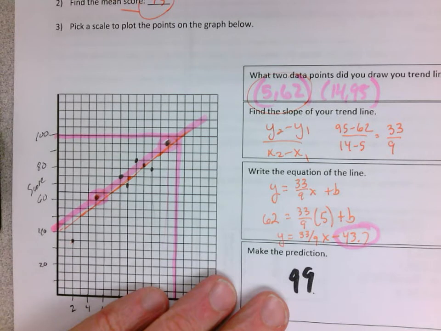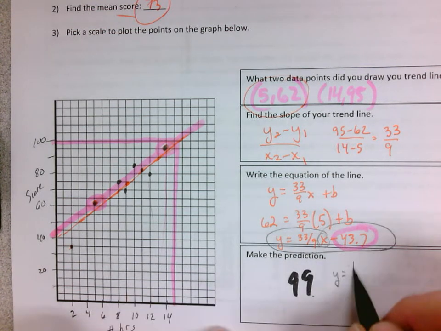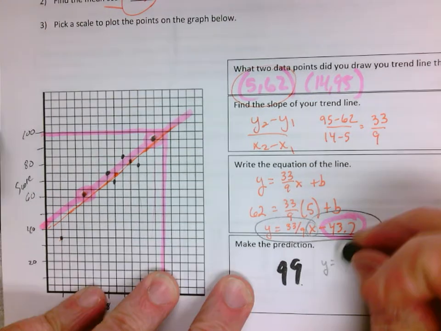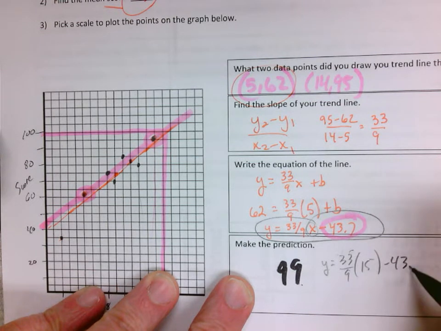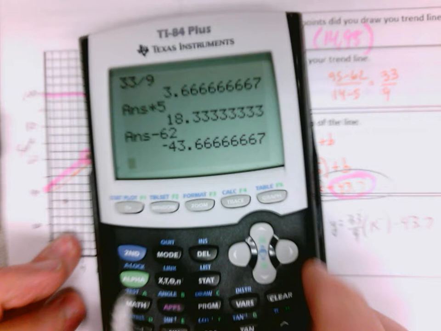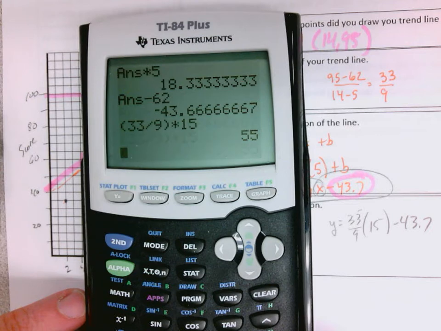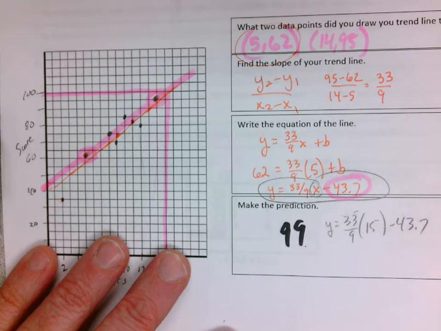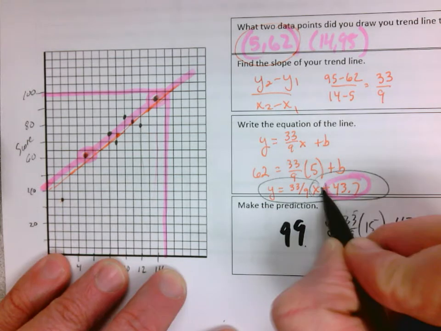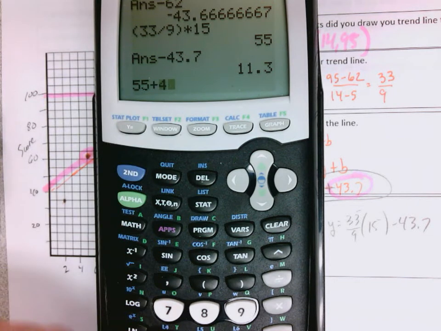So this time I'm going to plug in 15 hours for my x. So I can take 33/9 times 15 minus 43.7, and that should tell me roughly my score. So 33/9 times 15 minus 43.7. I screwed up something. Oh, it was plus 43.7 right there. Sorry. 55 plus 43.7 instead of minus, 98.7, which is about what we got by just drawing a line.